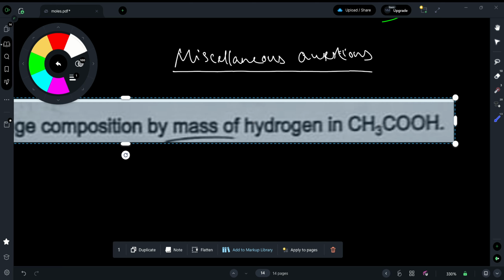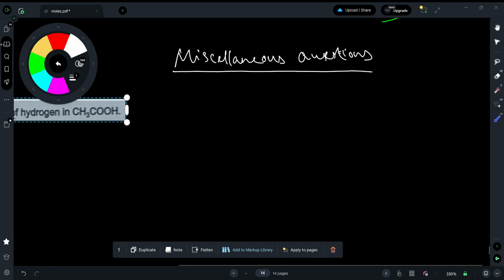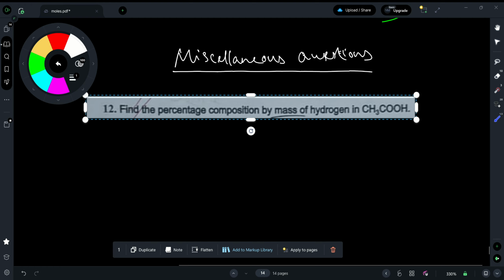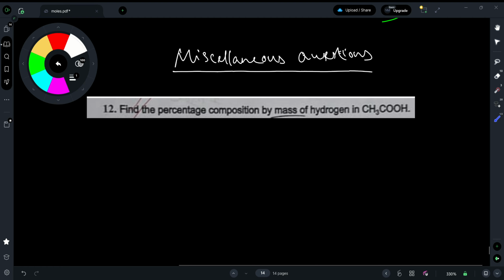Okay, so this question over here says find the percentage composition by mass. This is important. By mass of hydrogen in CH3COOH. So what this means is that they want to find out the percentage, how much of the total mass is made up of hydrogen, and you find that in a percentage.